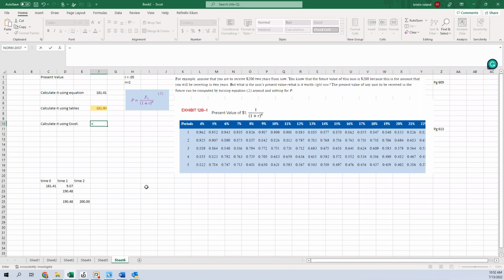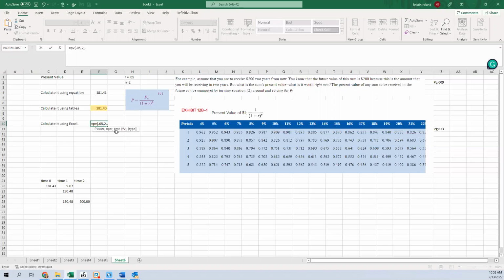I'm just going to hit equals and type in PV. That gives me the present value function. If I put in a parenthesis, it tells me what the inputs are that it needs. My rate is 0.05. The number of periods in this problem is 2. PMT means payment, and that means if we have an annuity, the same amount occurring multiple times, which we don't have in this problem. So I'm just going to skip it.